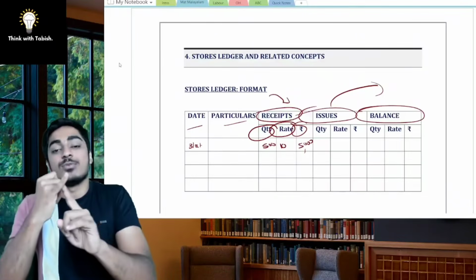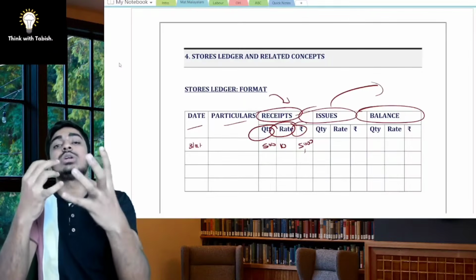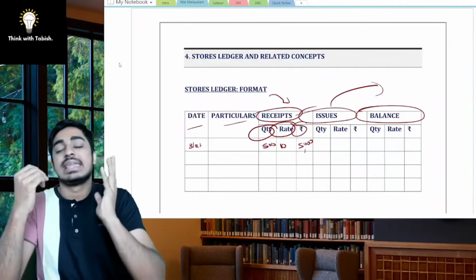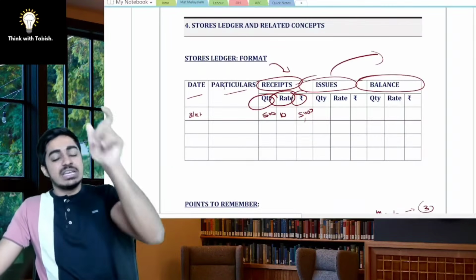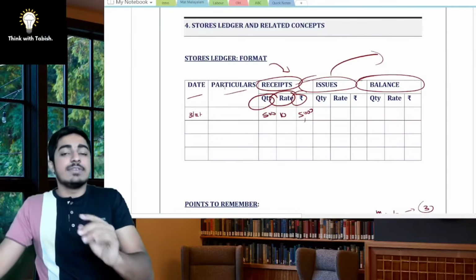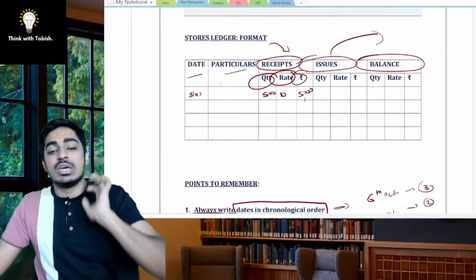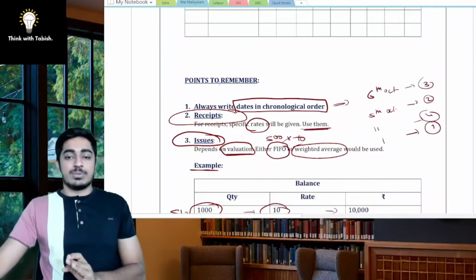In terms of the rate at which it is available, how much quantity is available, and what is the total amount of material. This is the format of the stores ledger. We write date, particulars, receipts, issues, and balance, and for everything we write the quantity, the rate, and the amount. We are going to discuss this in the form of points to remember.